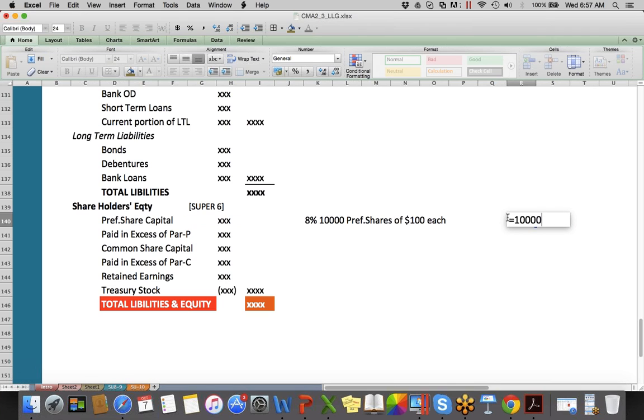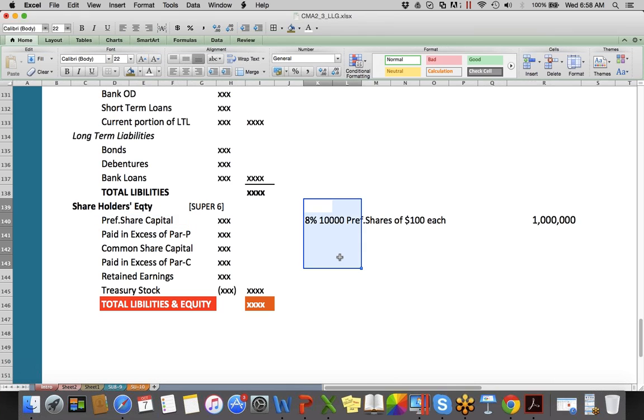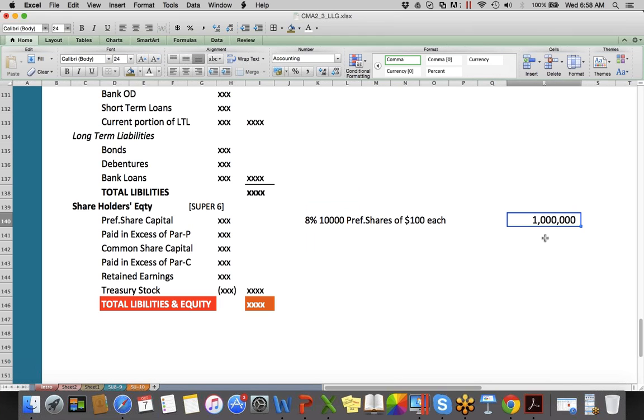10,000 times 100 will give you how much? It will be $1 million. So you will write $1 million here. And this description you will have to write here so that the external parties know very clearly that 8% of $100 will be paid annually to 10,000 shareholders, and the amount which we collected from them is 1 million.